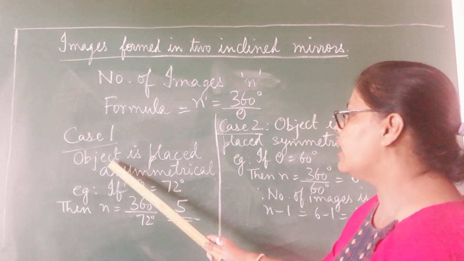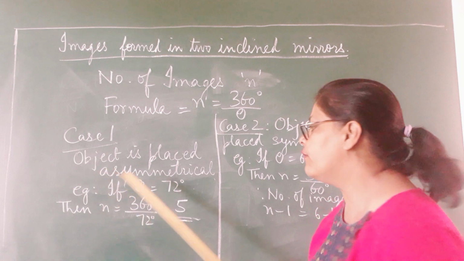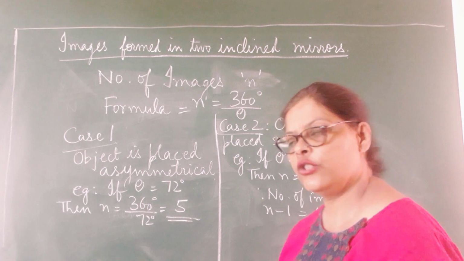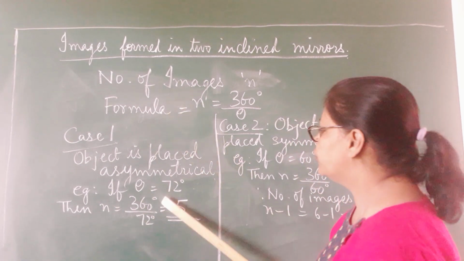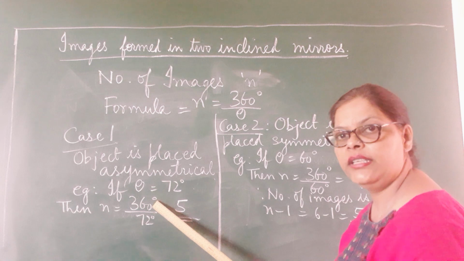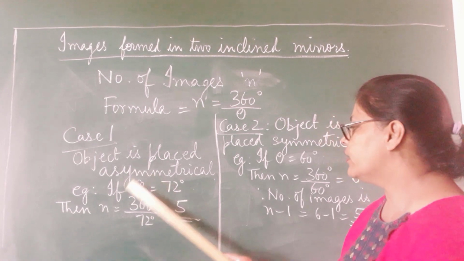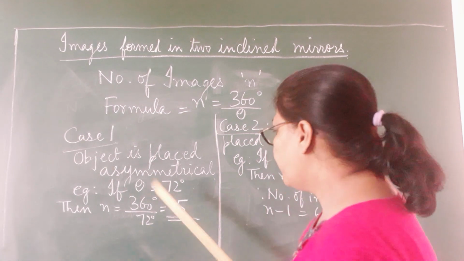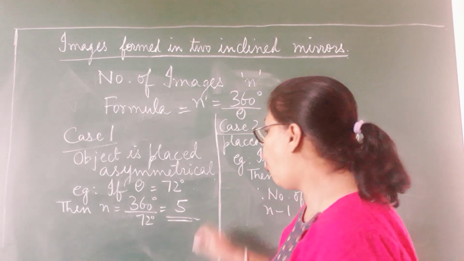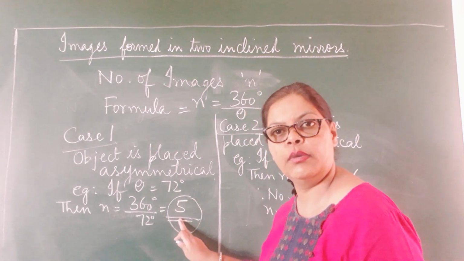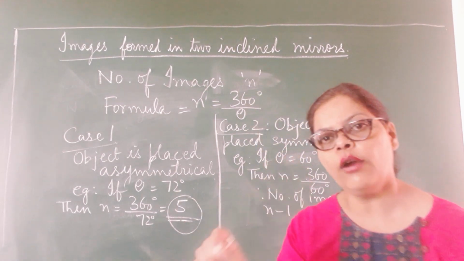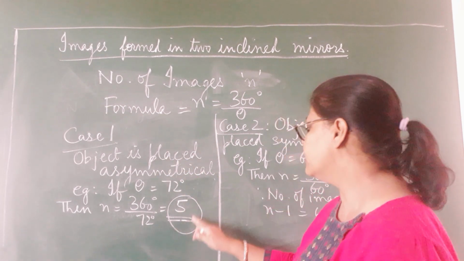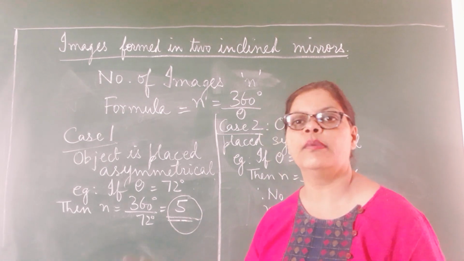When you substitute the angle, for example, I have considered an example of an angle, say 72 degrees. The two plane mirrors are placed at an angle of 72 degrees. Now I will substitute the value of theta in this formula and I get 360 upon 72. My answer is 5. So 5 is the number of images formed. Now when the number of images formed is an odd number, can you see children? This is an odd number. So when the number of images formed is an odd number, it is understood that the object is placed asymmetrically. And that is the answer, the number of images formed is 5.